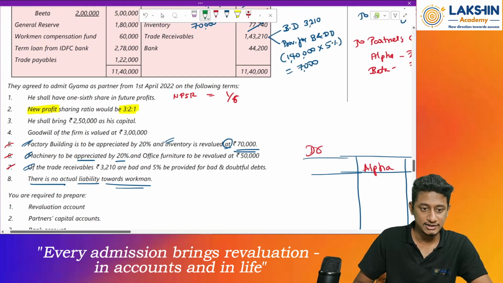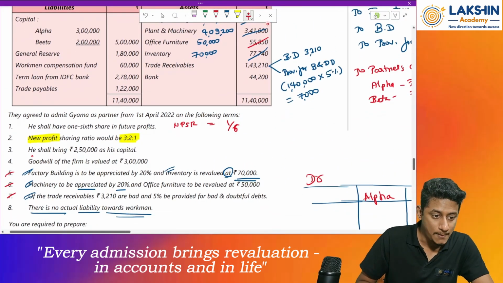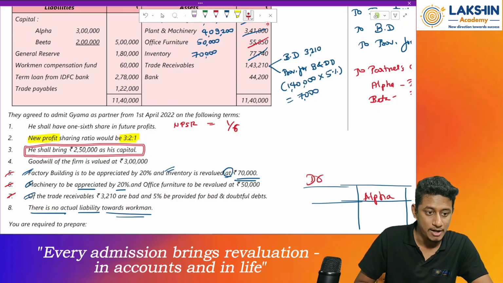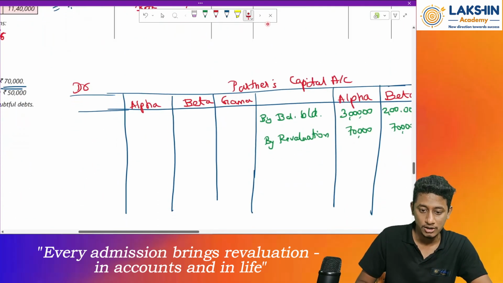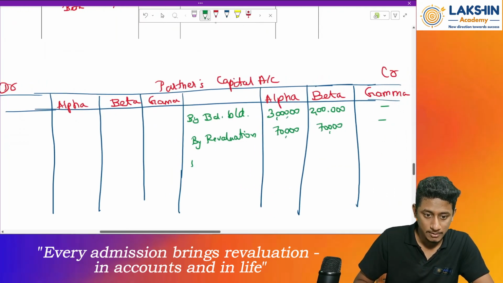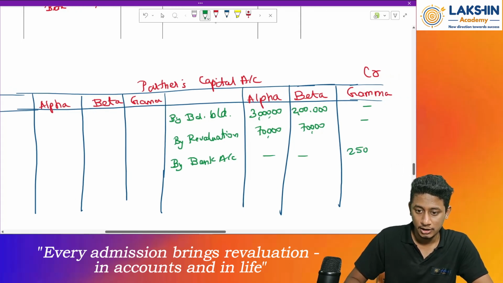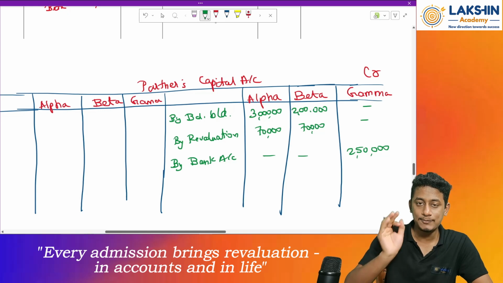Then after this, goodwill division. Before goodwill, how much is the capital brought in by Gamma? How much has he brought in? Rupees 2,50,000 towards capital, right? So I should increase his capital value by, bank account, rupees 2,50,000.